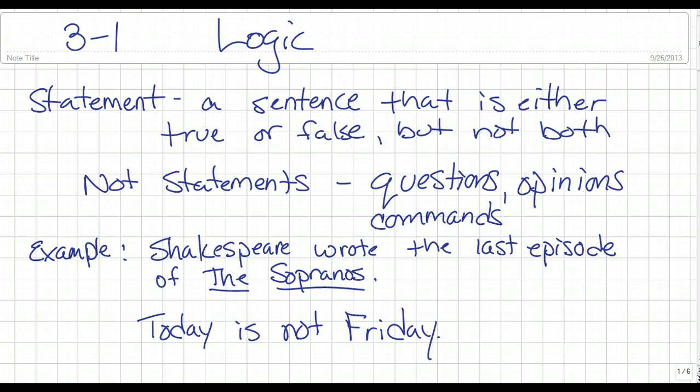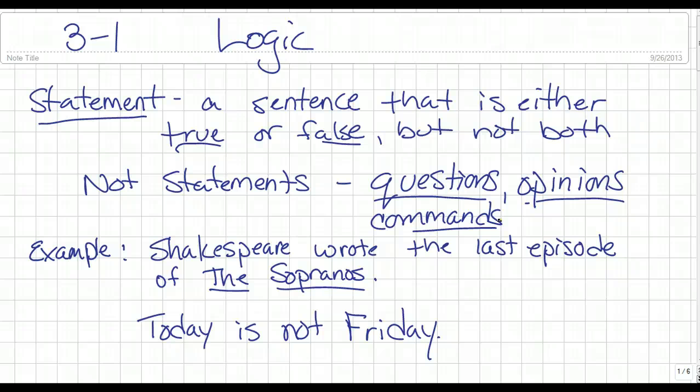First of all, we're looking at what a statement is. A statement is a sentence that is either true or false, but not both. There's no gray area in math here, okay? So it's either true or false, okay? Things that are not statements are questions, opinions, and commands. So if I were to say, what time is it?